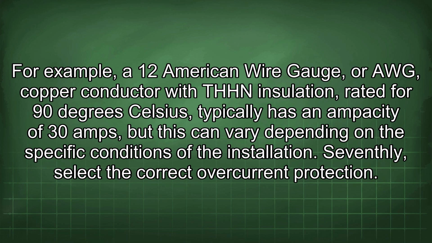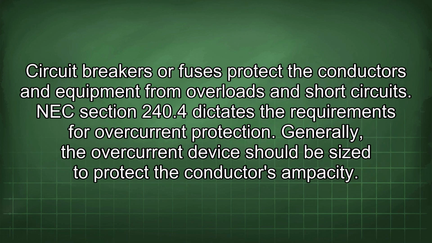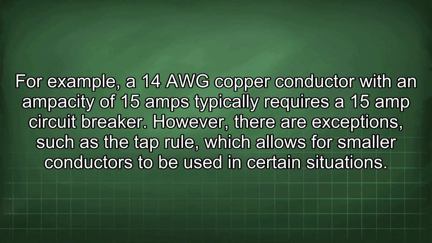Seventhly, select the correct overcurrent protection. Circuit breakers or fuses protect the conductors and equipment from overloads and short circuits. NEC Section 240.4 dictates the requirements for overcurrent protection. Generally, the overcurrent device should be sized to protect the conductor's ampacity. For example, a 14 AWG copper conductor with an ampacity of 15 amps typically requires a 15 amp circuit breaker. However, there are exceptions, such as the tap rule, which allows for smaller conductors to be used in certain situations.